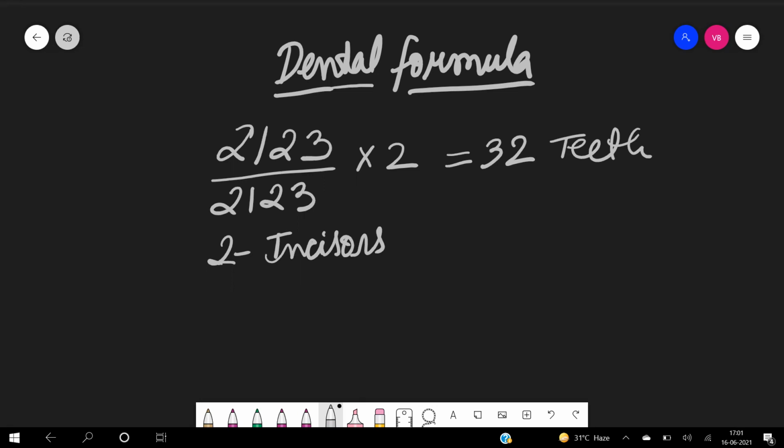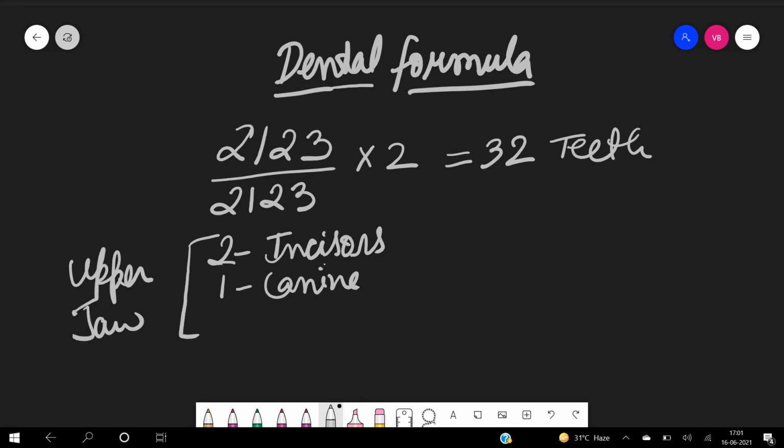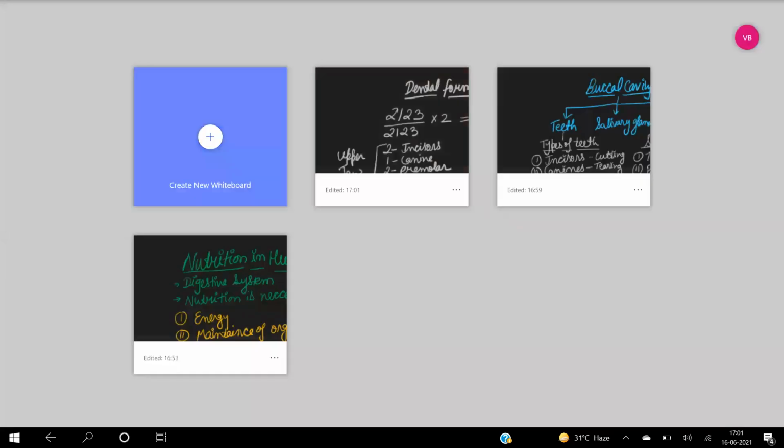2 incisors, 1 canine. This is for the upper jaw. We are writing for the upper jaw. And then 2 premolars and 3 molars. So these many teeth are present in your half upper jaw. Okay, so this is the dental formula.